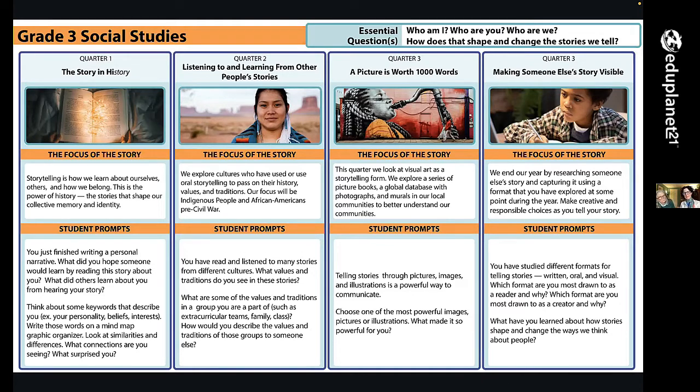But the dynamic here is that we move from one genre to another in Q3, which is sort of the visual or the illustrated word. And then Q4 really has the opportunity to have the students begin to identify what story they are wanting to model one more time as they investigate and share the history of someone else.